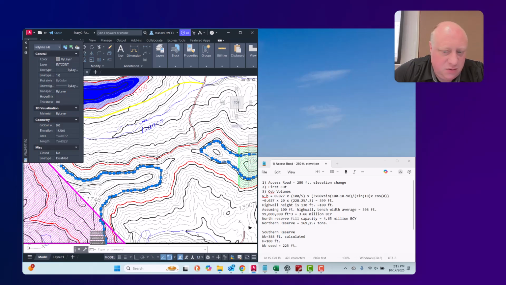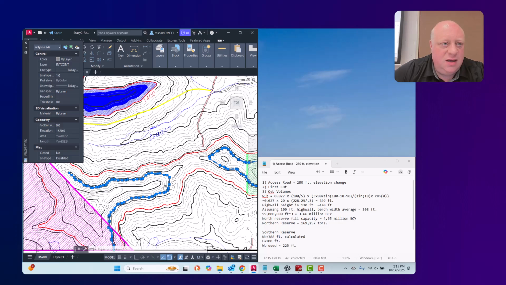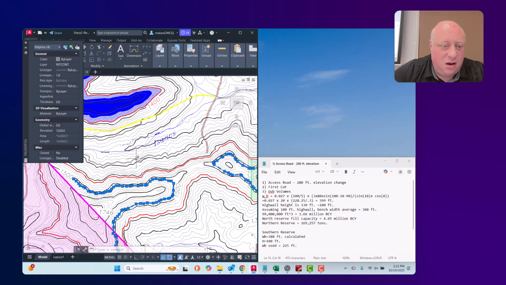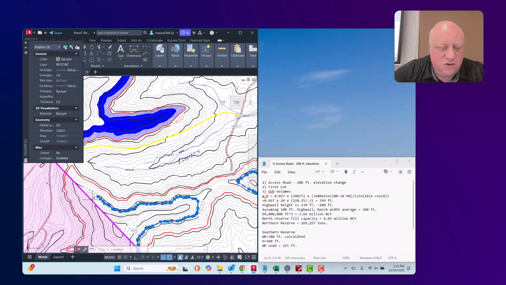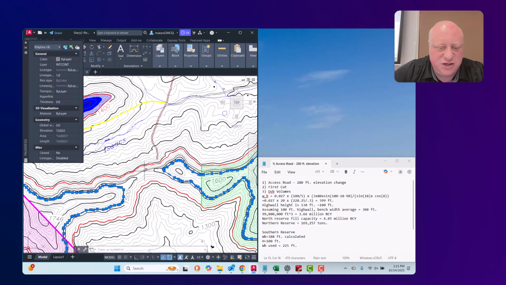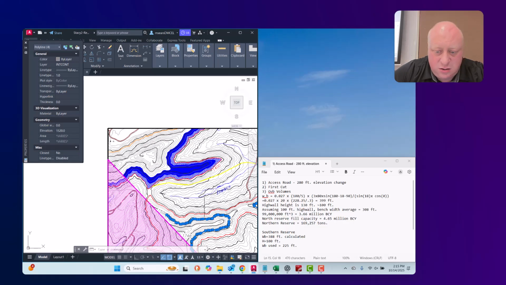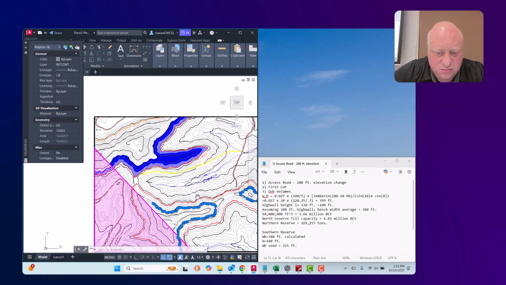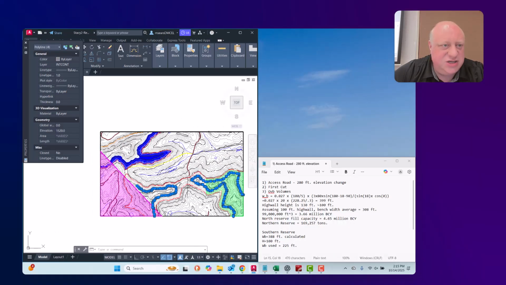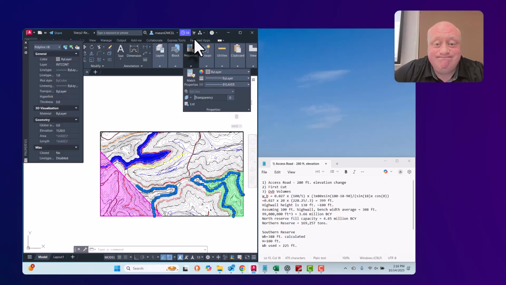So what we're going to do next time is take this and continue doing our hatch and volume calculations down here for the Southern Reserve, and then we'll get into the blasting calculation, calculating the production rate based on the high wall miner and that sort of stuff. See you then.